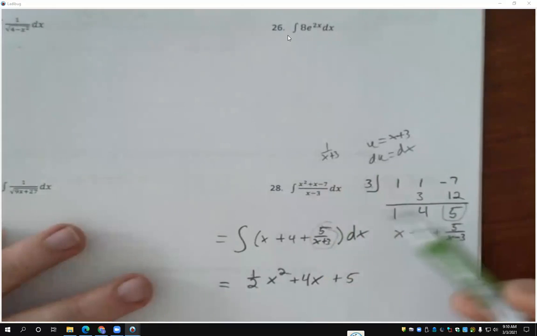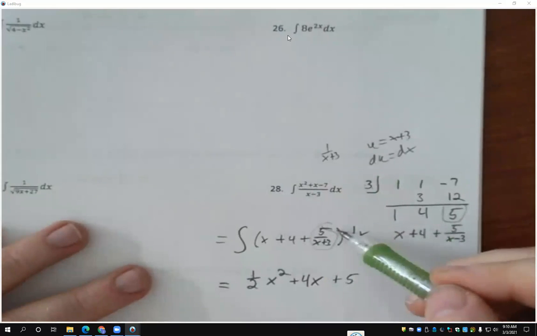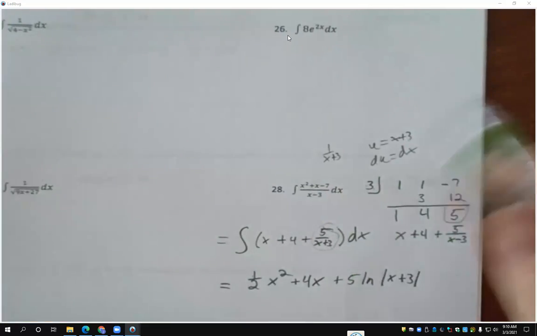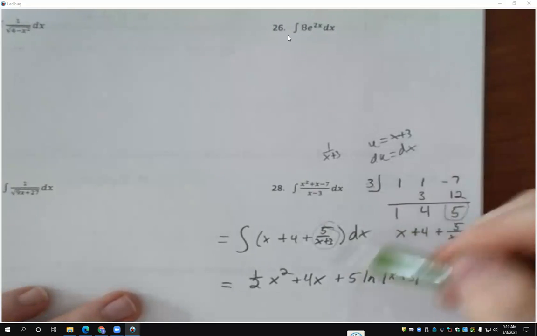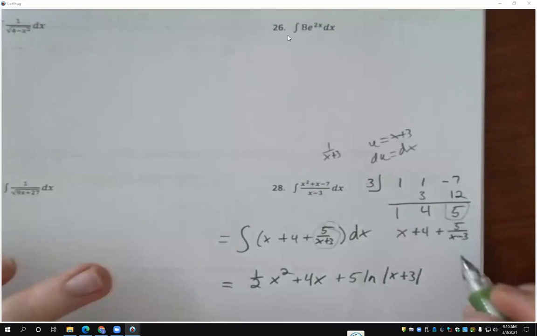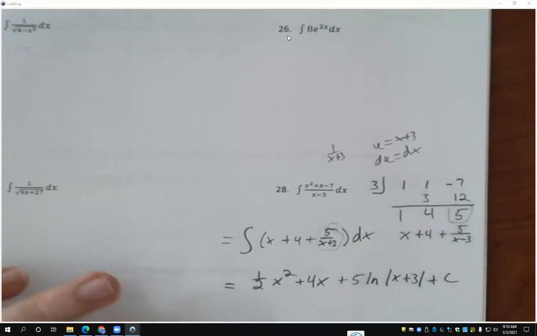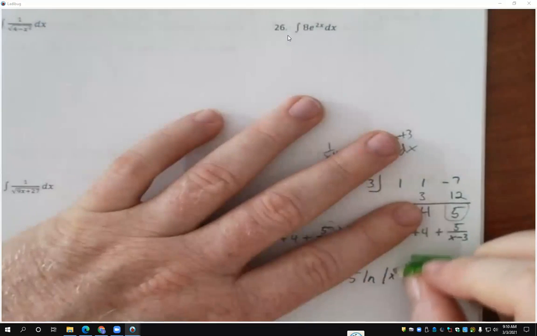But I'm left with 1 over u now. So I pulled the 5 out. And I have 1 over u. And the antiderivative of 1 over u is the natural log of the absolute value of u, where u was x plus 3. Nothing canceled when we did that because we didn't have to cancel anything. We just can't do the antiderivative of a quotient. And now add your plus c on the end. And I think this was x minus 3 instead of x plus 3. My bad.